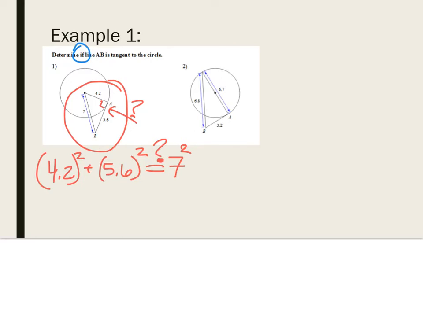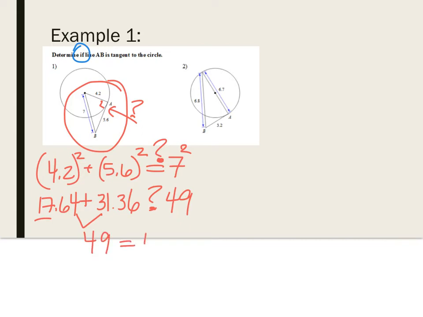So quickly doing the math here, these are some funky decimal numbers. Use a calculator, make sure you get the same thing. You're asking yourself if the left side will end up equaling the right side. When you add those together, that's a 17 right there, by the way, 0.64. Add those together, you do get 49. Is that true? Yes, it is. So you'd say yes, it's definitely a tangent line.